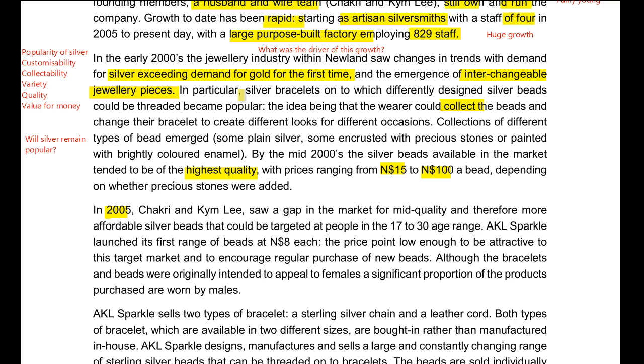So in 2005, the year that the company was founded, the owners saw a gap in the market for mid-quality. Okay, so kind of trying to find that midpoint between low quality and high quality. You're pricing yourself in the middle. For those who have a bit more money, they want to spend a bit more on something good quality, but they can't afford the top end stuff that's perhaps going to cost a lot. It's way out of their price range. So they saw a gap in the market. They went for it, and they made more affordable silver beads that could be targeted at people in the 17 to 30 age range. So I suppose you would call that the millennial age range.